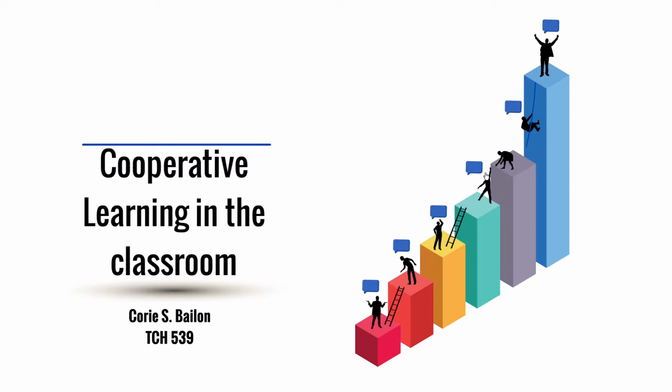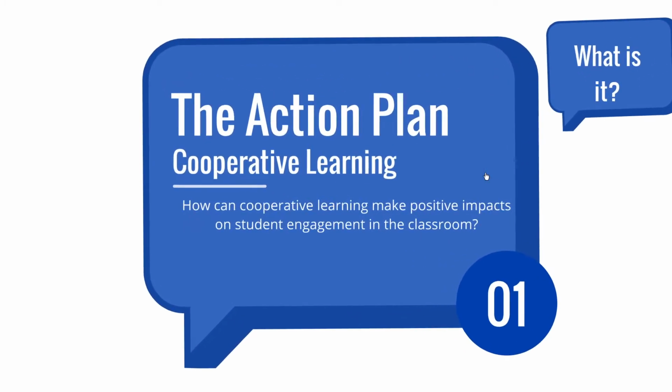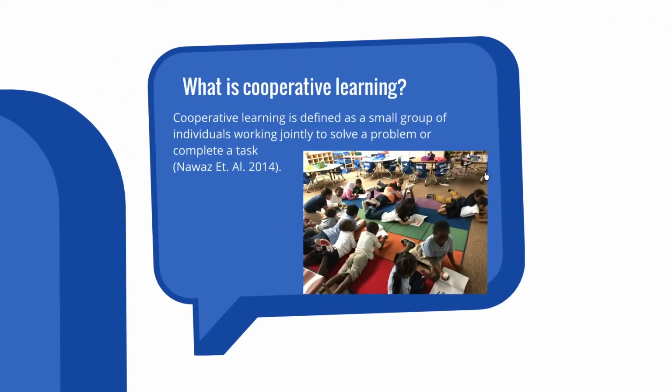Let's take a look at what it is. My action plan involved the question, how can cooperative learning make positive impacts on student engagement in the classroom? Now, some of you might be wondering, what in the world is cooperative learning? Cooperative learning is defined as a small group of individuals working jointly to solve a problem or complete a task.